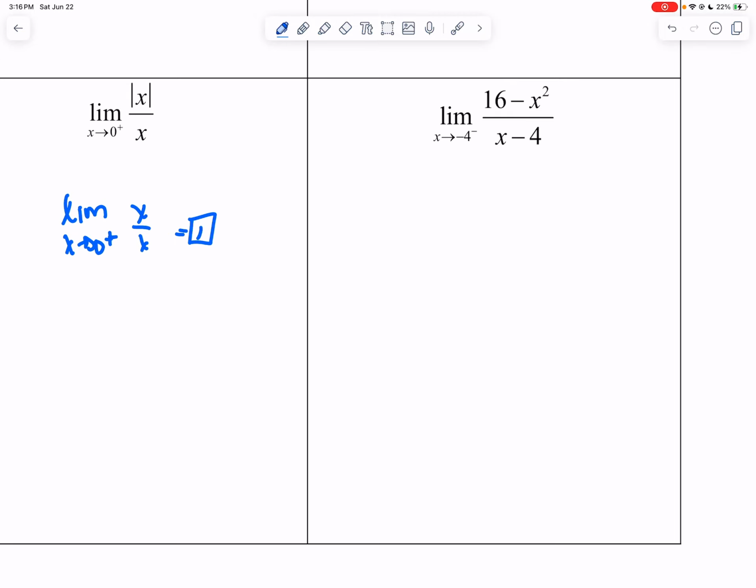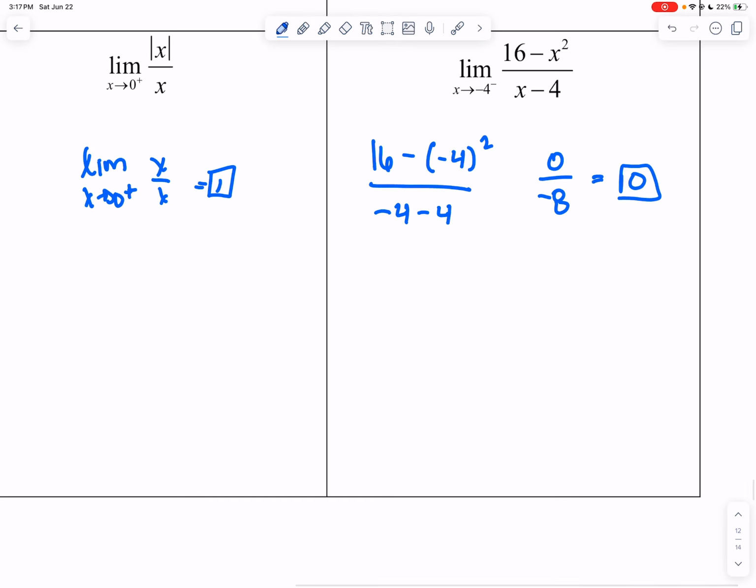Likewise, this is -4 from the left, but notice how I don't have any absolute value signs. So honestly, I'm just going to go ahead and use, let's say, direct substitution and see what happens. Because I'm going to get 16 minus (-4) squared, over -4 minus 4, I get 0 over -8. That's just going to give me 0. Notice how this is not indeterminate because my denominator is actually a number. So here, this was just a simple direct substitution, a simple plug and chug.